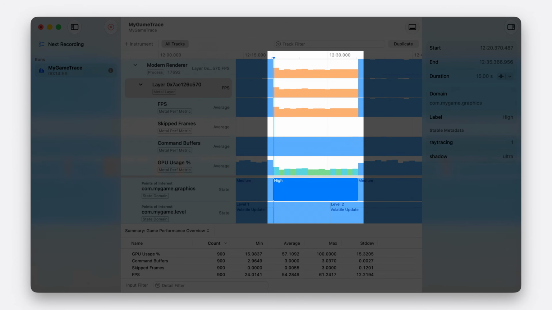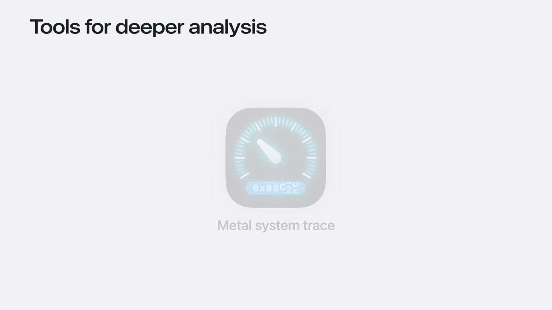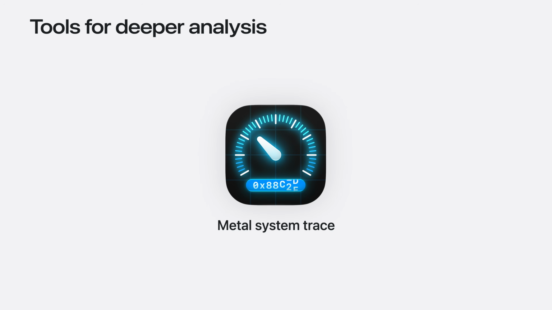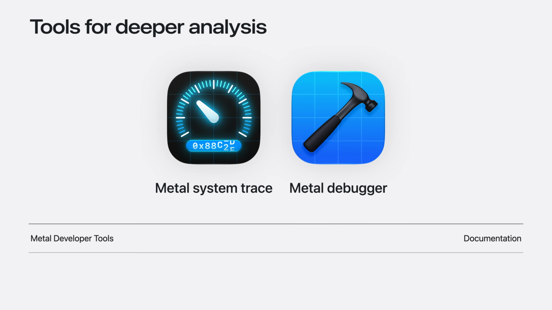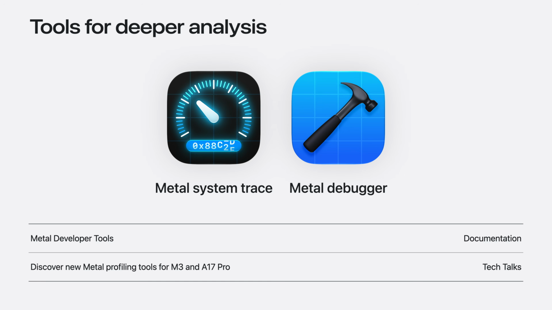Once there's enough context to reproduce the issue, the next step is taking a deeper look at specific points of the game. You can capture detailed CPU and GPU scheduling data by using the Metal System Trace template in Instruments. You can also capture and profile frames by using the Metal Debugger in Xcode. To learn more about those tools, check Metal Developer Tools documentation and Discover new Metal profiling tools for M3 and A17 Pro.